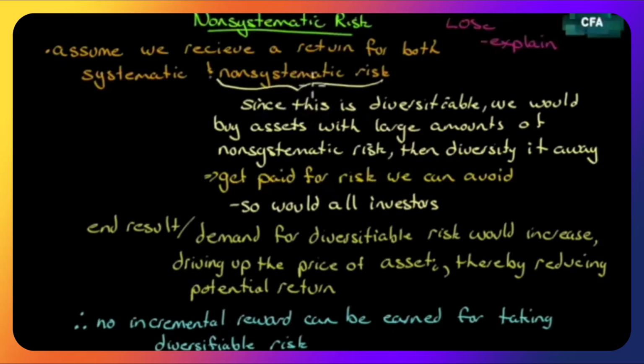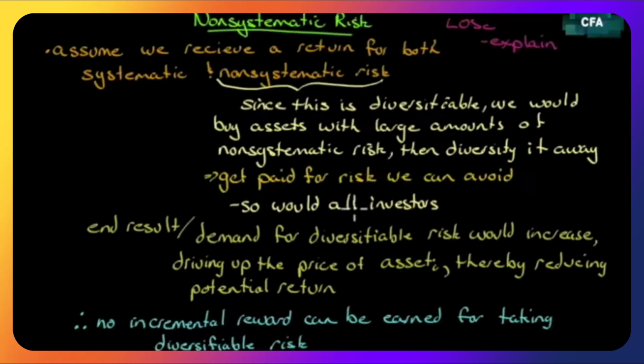We're also getting paid for the non-systematic risk, but since this risk is diversifiable, here's a free ticket, right? We can buy assets with large amounts of non-systematic risk and simply diversify it away. So we're getting return for free because we can get rid of that risk. We get paid for risk we can avoid. So all investors would begin to do this. This is the logic of the argument: if you got paid for it, you would diversify it away, but so would everyone else.